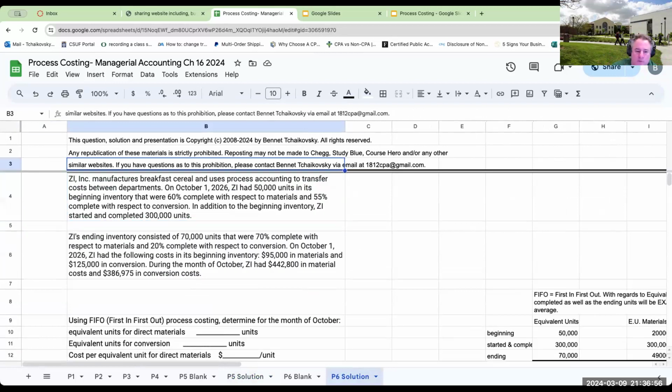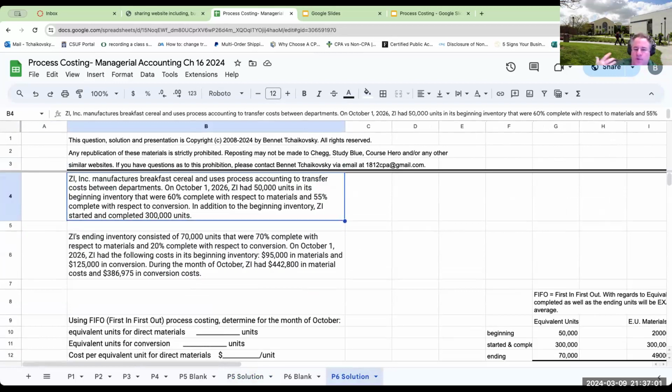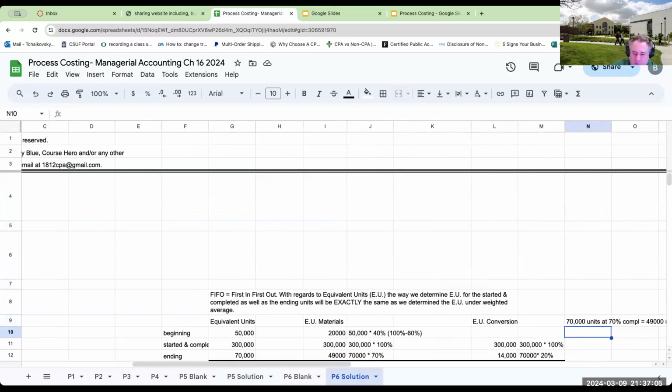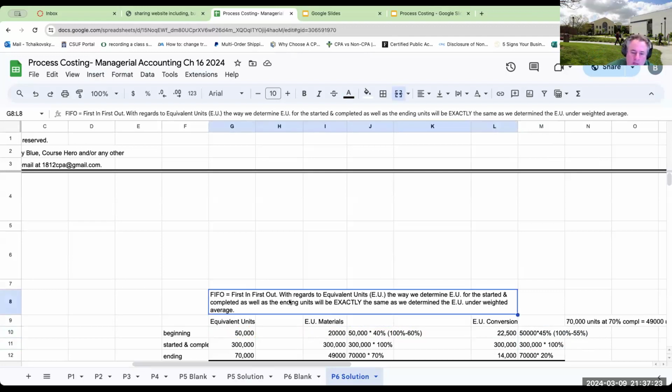Over here, right? The beginning inventory over here, we're 55% complete with respect to conversion. So if they were already 55% complete, what do we need to do? Well, this is going to be 50,000 times 45%, or 100% minus the 55% that they were already complete. So that's what we're going through and doing when we're looking at beginning inventory, right?